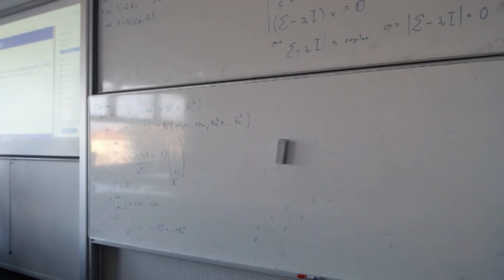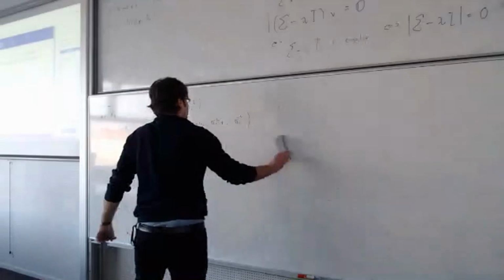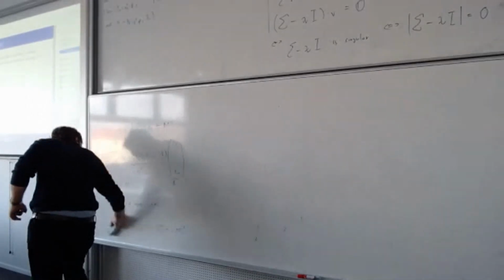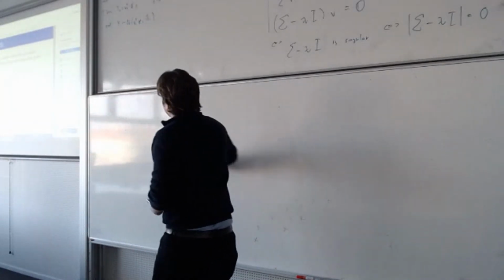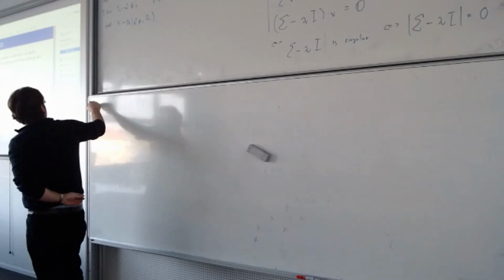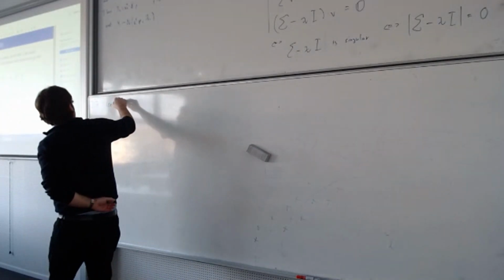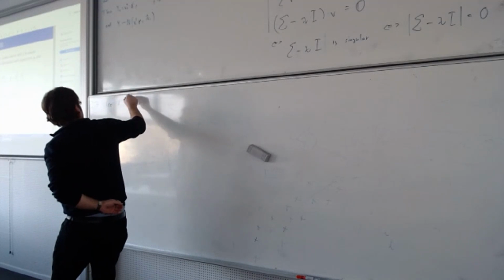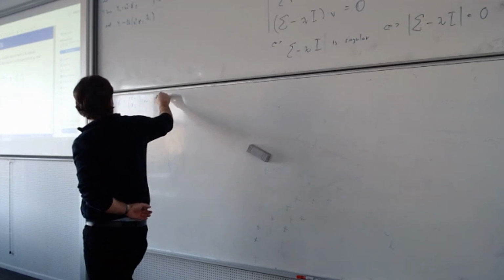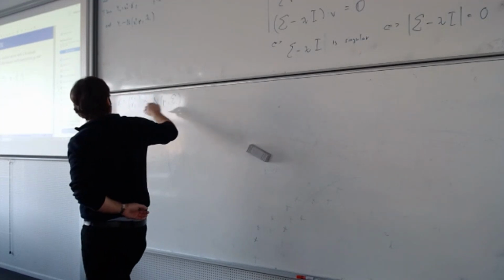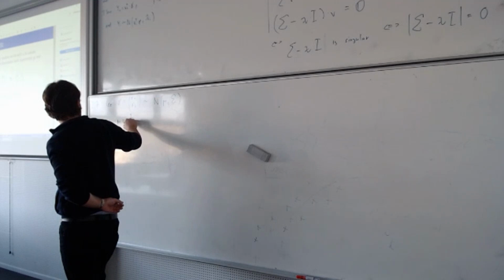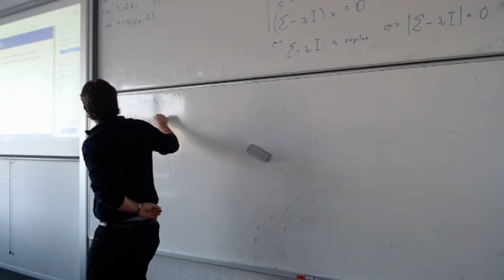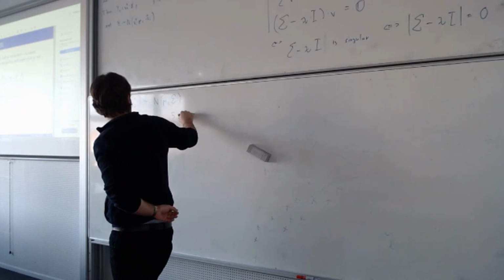Okay, now let's take a look at an exercise. 2.7. Suppose we have a normally distributed vector x1, x2, which has the multidimensional normal distribution with the vector of expectations being 2 and 0, and the variance matrix being 5, 3, 3, 5.